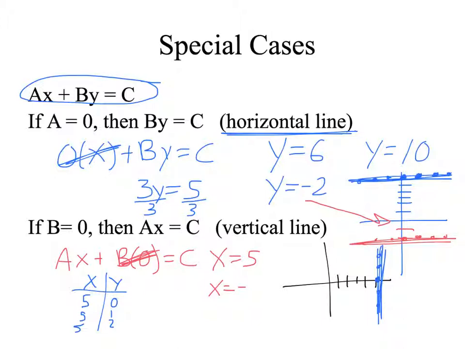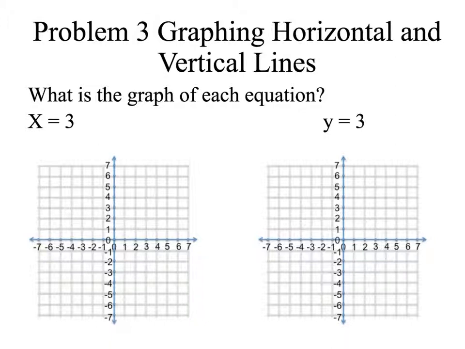So these are equations in standard form, but they're either going to be missing the a piece or the b piece, but it's still standard form. Okay, so let's just do these. x equals 3. So we come on the x-axis to 3, and it's just a straight line up and down through the x-axis at 3.